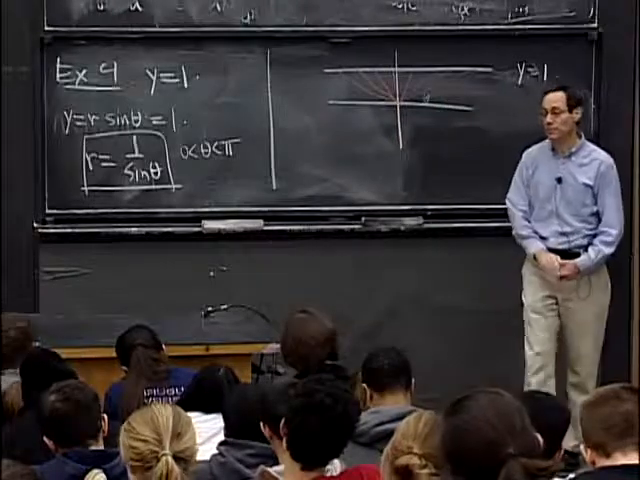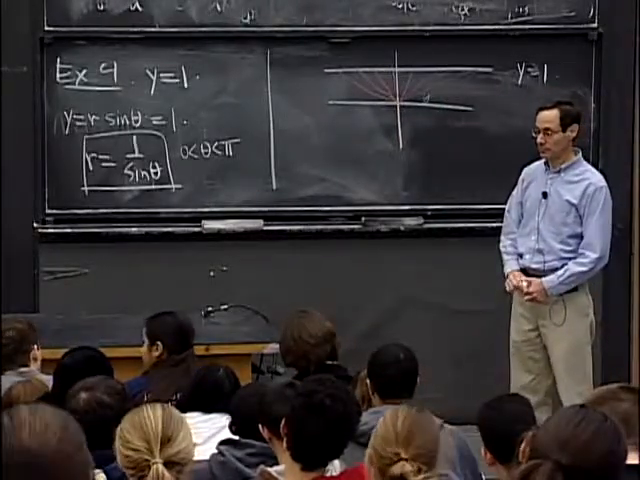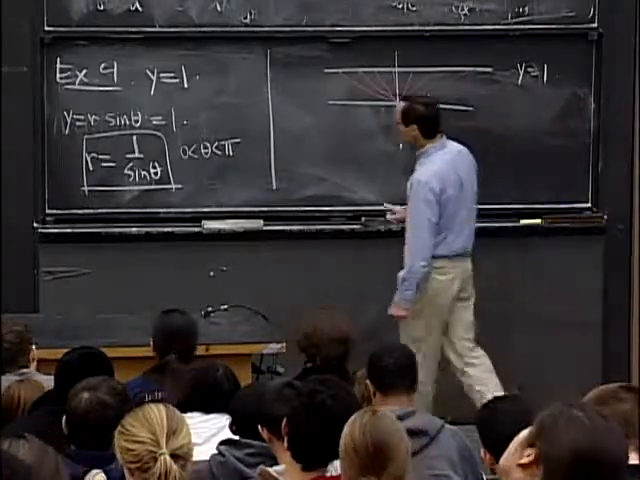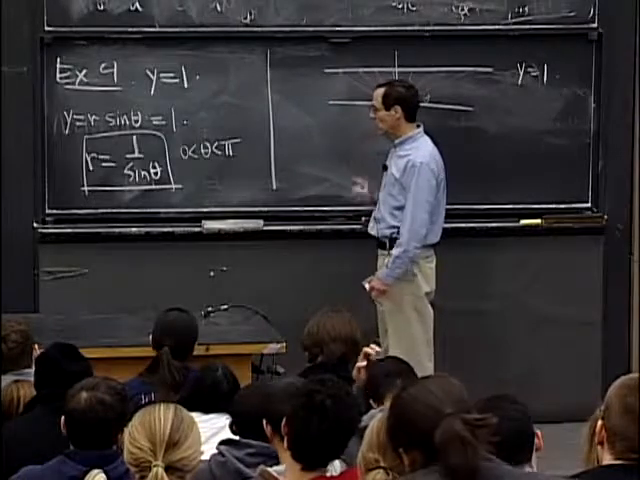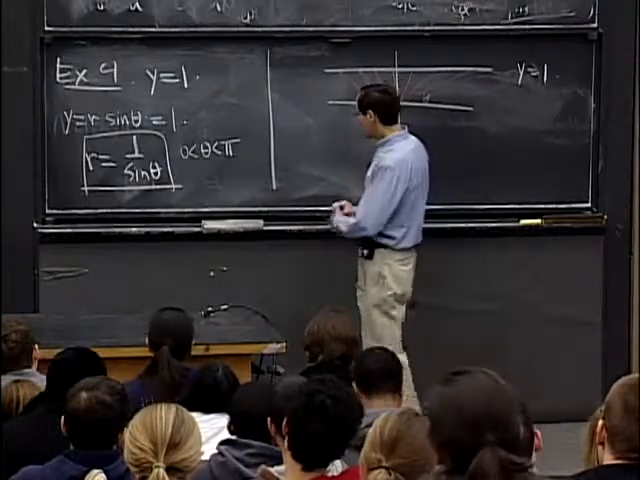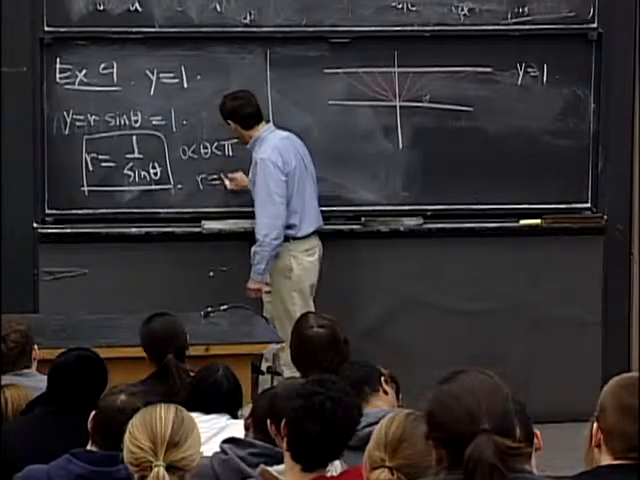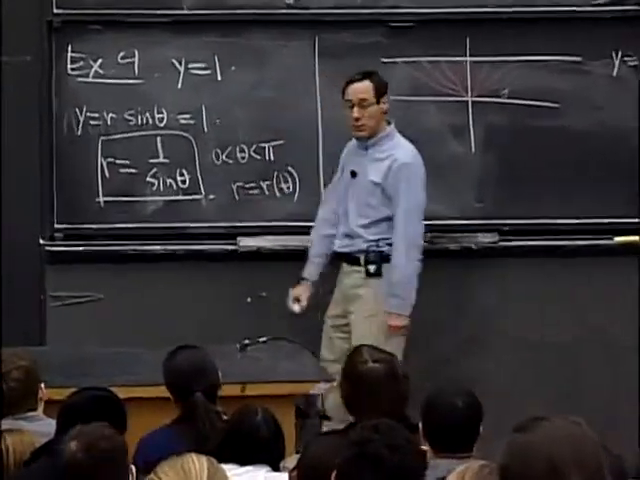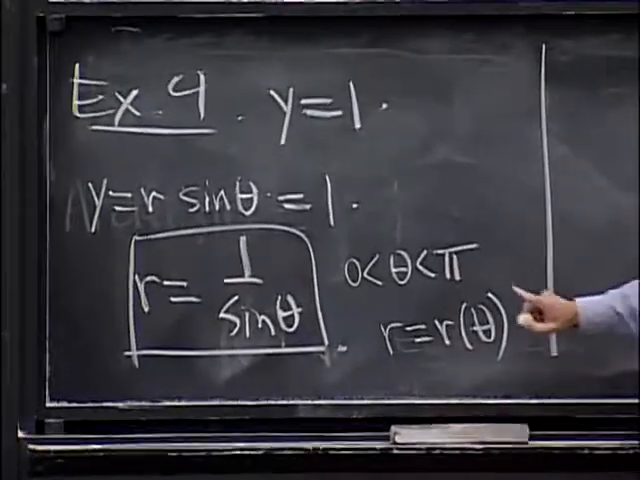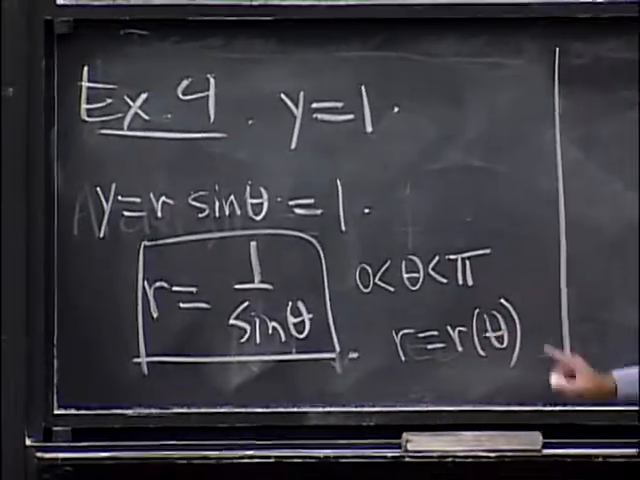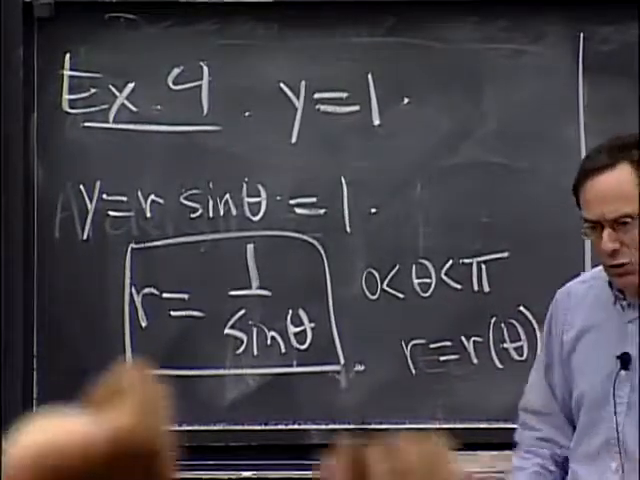Yeah, question? Is it typical to express r as a function of theta or vice versa? It doesn't matter. The question is, is it typical to express r as a function of theta or vice versa, or does it matter? The answer is that for the purposes of this course, we're almost always going to be writing things in this form. r is a function of theta. And you can do whatever you want. This turns out to be what we'll be doing in this course exclusively.